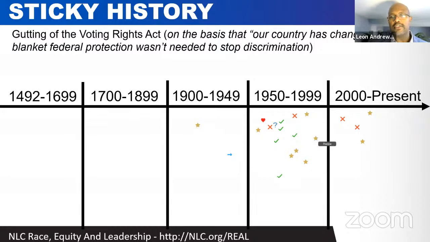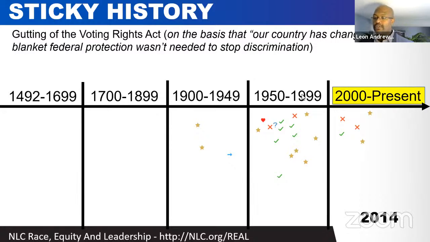Looks like a lot of you fall into that 1950 to 1999. I'm curious if anyone remembers what year the Voting Rights Act was actually passed. Again, not something necessarily taught in our schools. It was actually passed in 1965. And since 1965, it was gutted in 2014, when the most recent Supreme Court under Chief Justice Roberts gutted the Voting Rights Act.